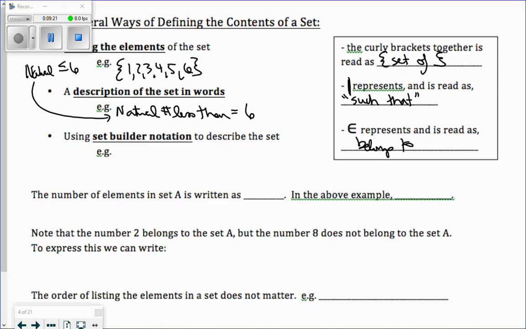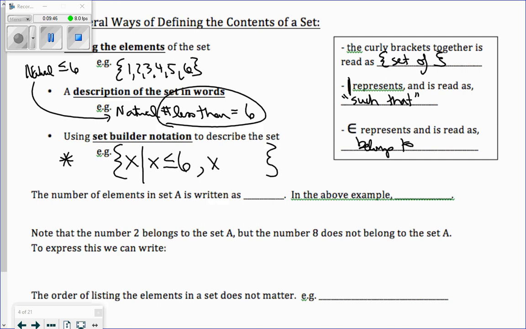So set builder. Now, I have not seen this on the diploma, so I'm going to show it to you now, but I think we can kind of forget about it. So you draw your little set brackets. You go X such that X is less than and equal to 6. You would draw that. So the little numbers less than equal to 6. And then you would say X is natural. That's this part right here. So it's all the natural numbers less than and equal to 6.